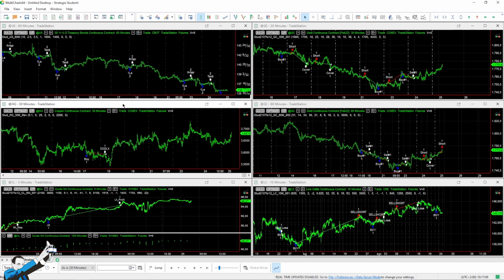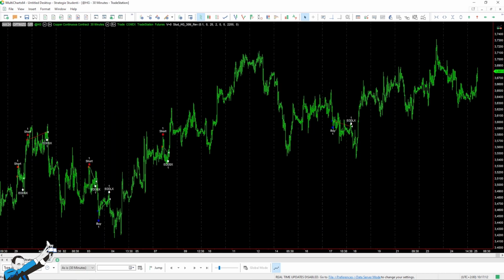Okay, so let's turn now to another strategy. This is a mean reverting strategy on copper and uses Bollinger Bands. It was developed on a 30-minute time frame. And again, we have a strategy that stays in the market for a few hours because we have exit conditions at certain times of the day.